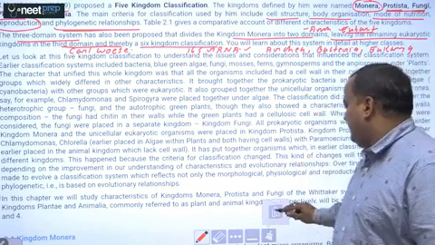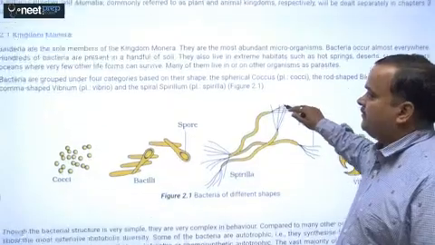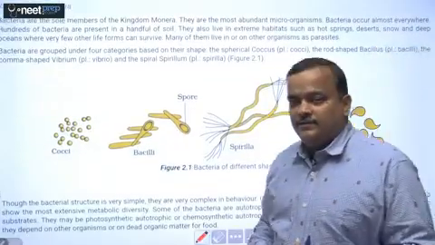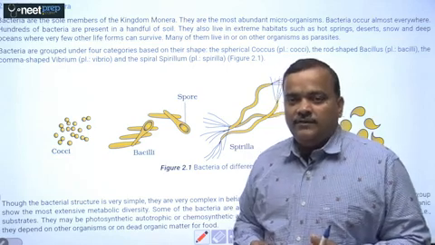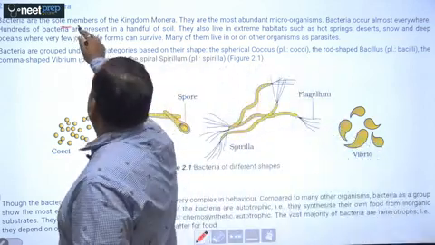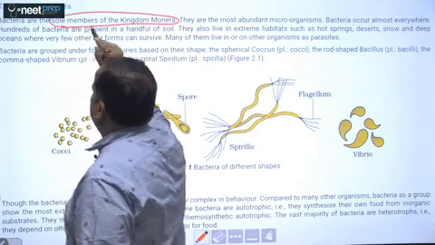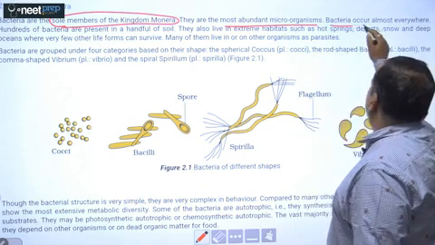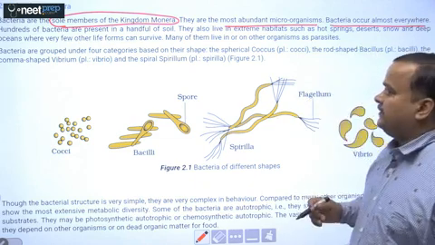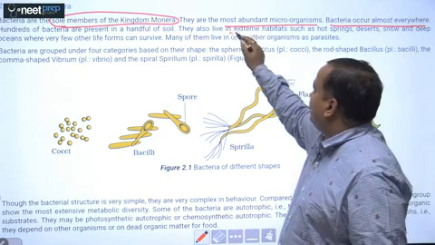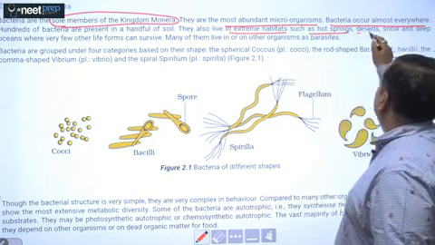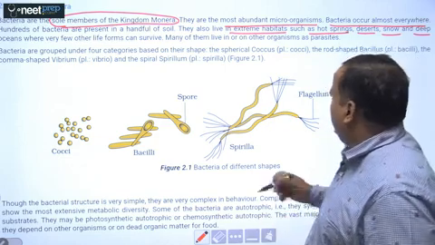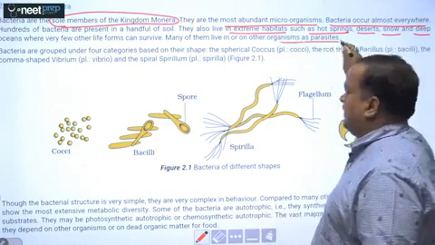Okay, now we will come to kingdom Monera. Kingdom Monera includes prokaryotic organisms, and the sole member of this kingdom is bacteria. Now they are the most abundant microorganisms. Bacteria occur almost everywhere, that means they are omnipresent. They can live in extreme habitats such as hot spring, desert, snow, deep ocean where very few other life forms can survive. Many of them are parasites.